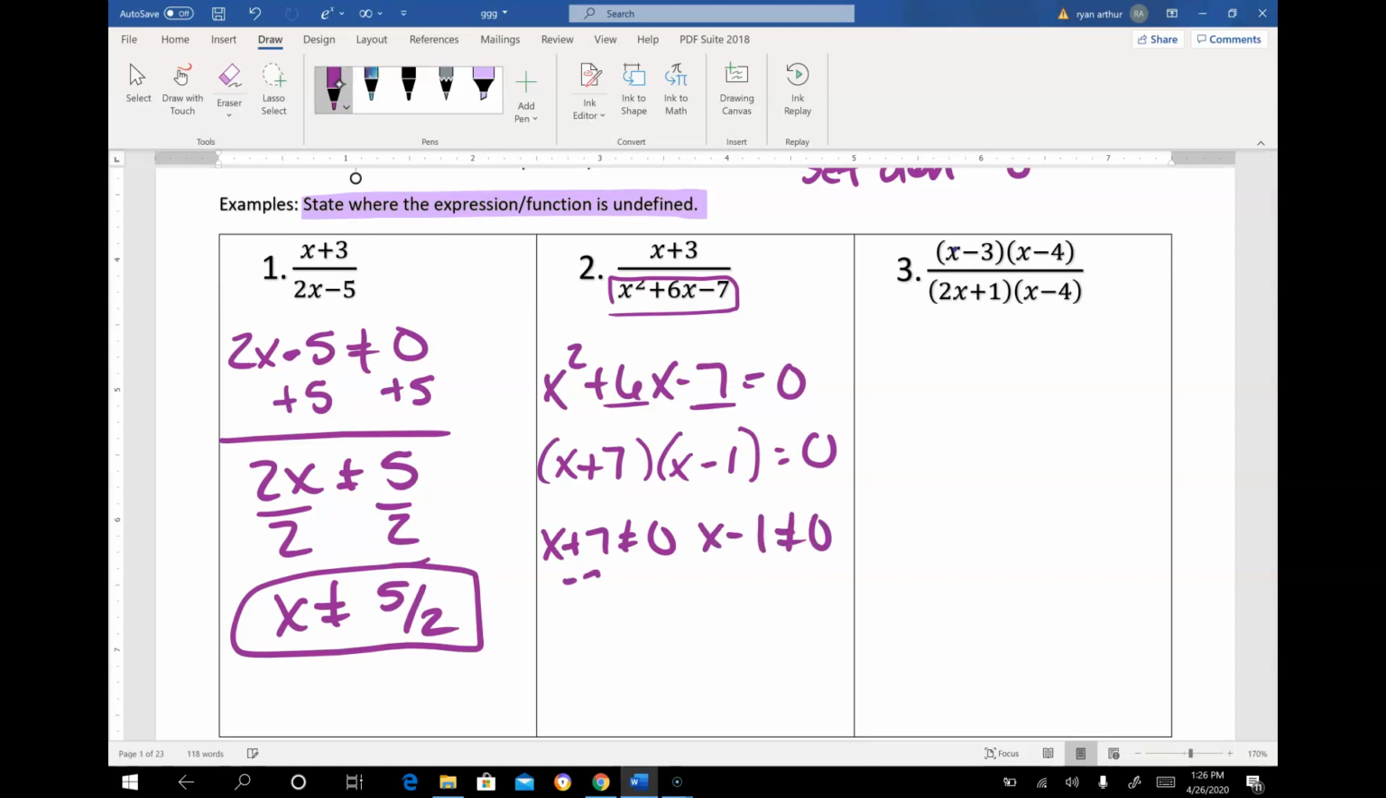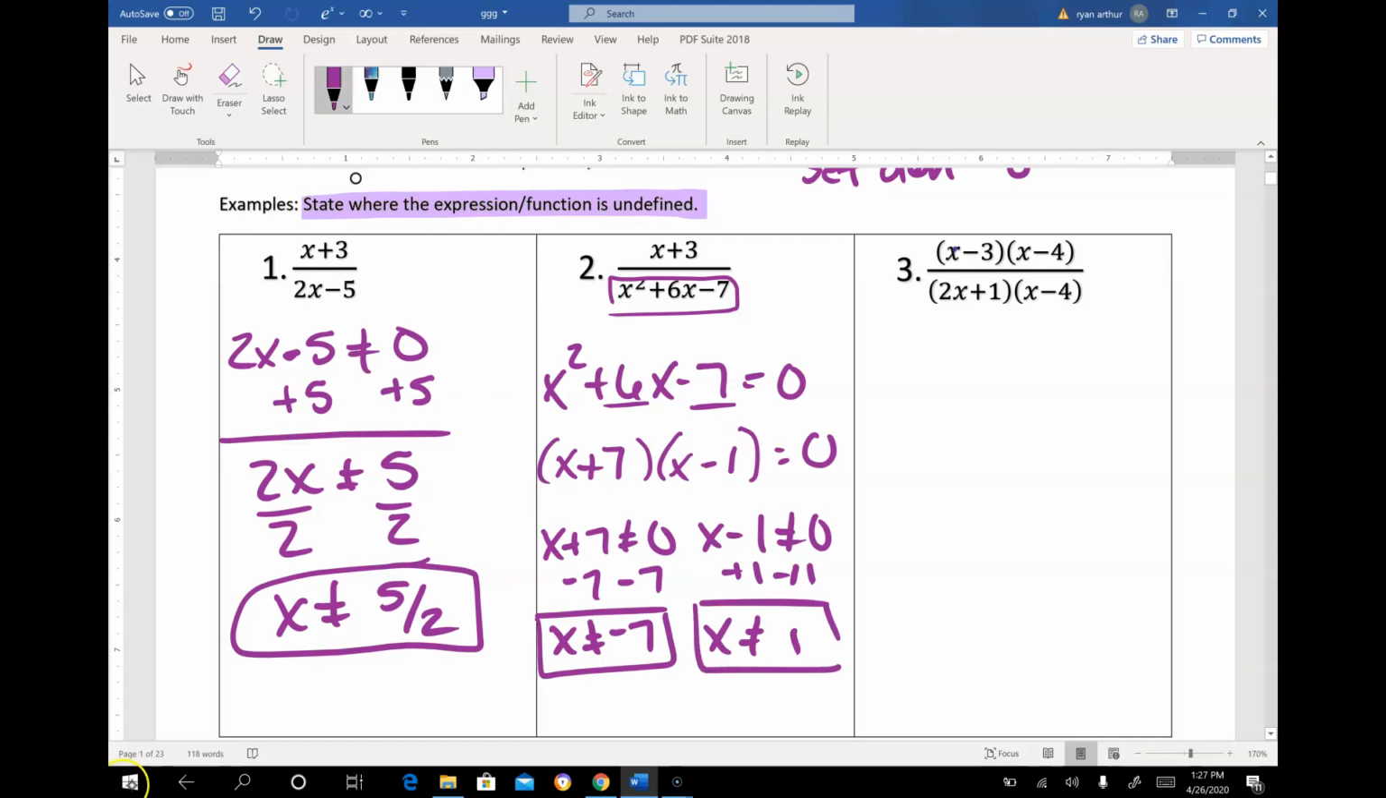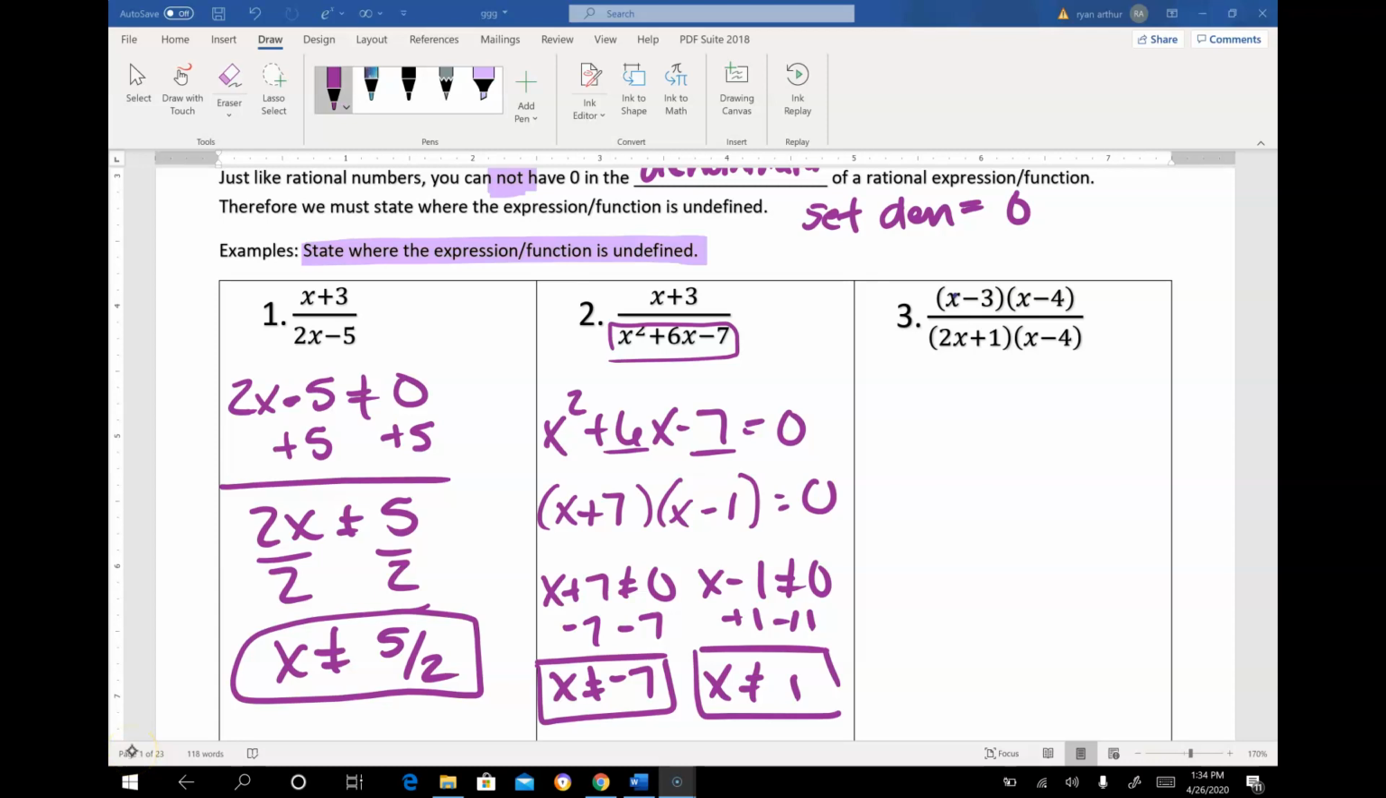That's the factoring part, but then you're solving, so you have to set each parentheses not equal to 0. Okay? So we solve, we subtract 7. x cannot equal negative 7. And x cannot equal positive 1. Alright, so there's two values here that x can't equal.